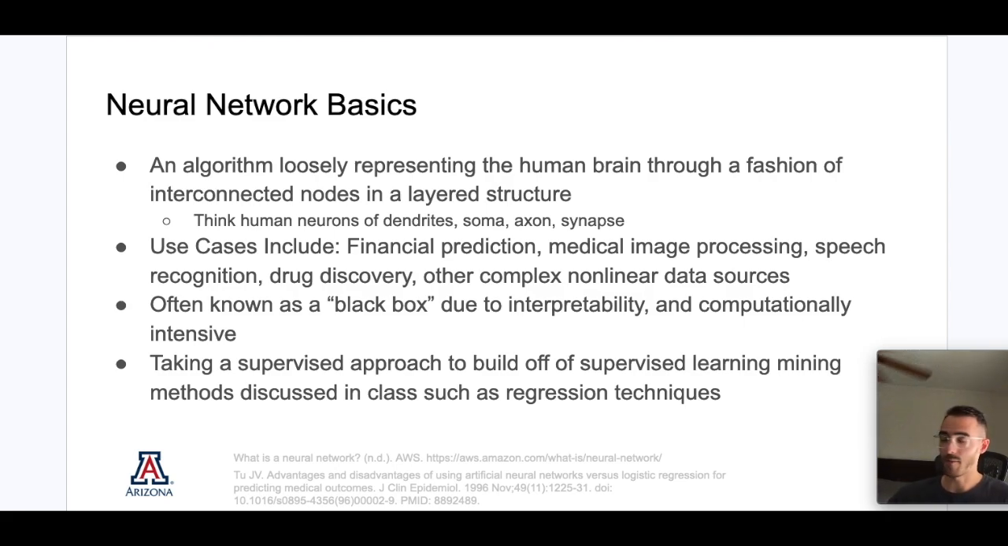But because of these complex tasks, they often get labeled as black box algorithms, and this is specifically due to their problem of interpretability. The more complex these networks get, the harder it is for us to actually determine what's going on under the hood. Lastly, with this specific lecture, I'm going to be taking a supervised approach so that we can build off of the supervised learning mining methods that we discussed in class. Specifically, we were going into regression techniques. So I just want to show how this can also apply to that, and this can, again, be an extension of that for data mining.